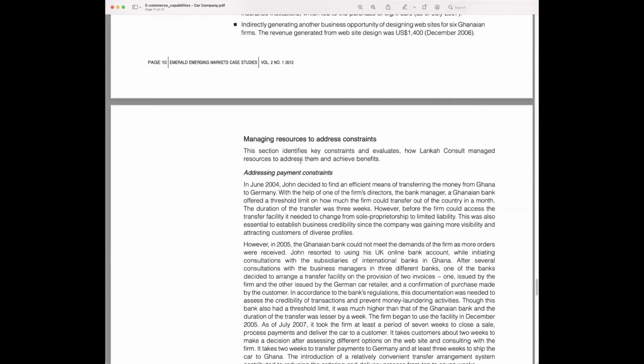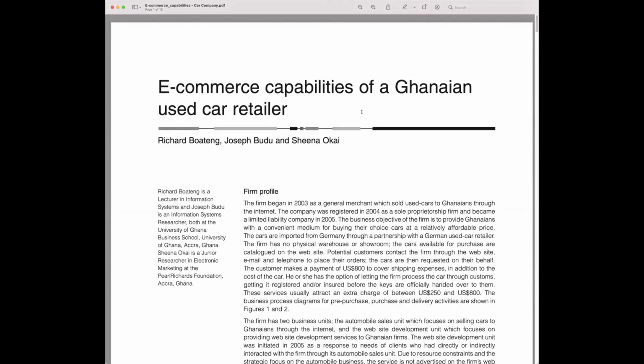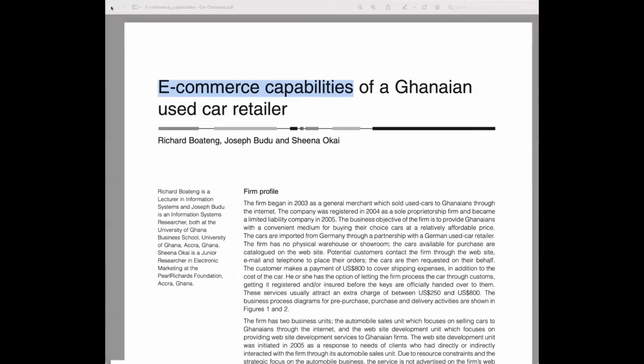So here, the objective is to give us an understanding of how a used car company in Ghana built e-commerce capabilities or was able to sell cars online. That's what it's going to do, it's describing. Okay, let me see if I can find one on causality for you to see the differences. Okay, so that's a descriptive case study.